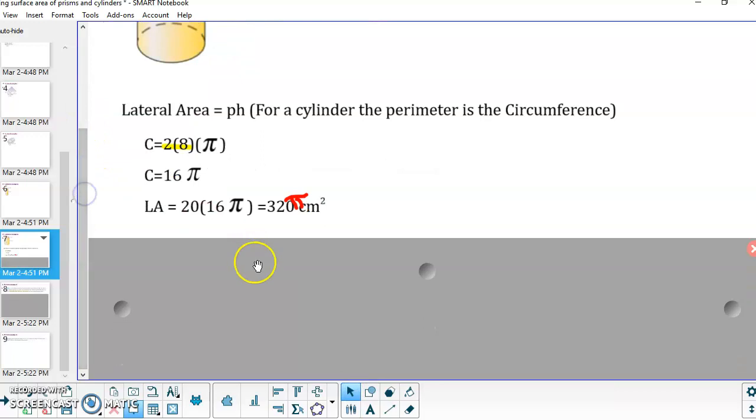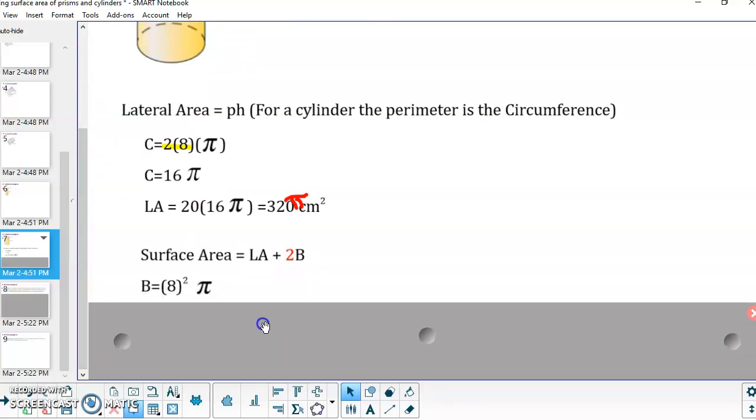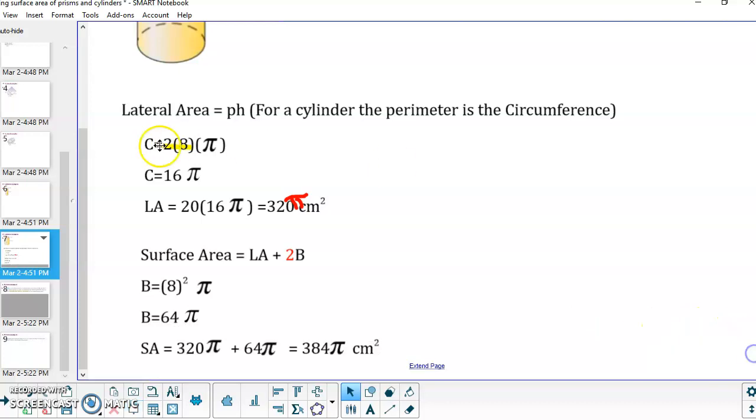Okay, so now to find my total surface area, I'm going to do my lateral area and then I'm going to add two bases. So the area of a base when it's a circle is pi times radius squared. So my radius was 8, so I'm going to square that. So 64 pi. Again, I want this in terms of pi. And again, another mistake. Oh my goodness. So I'm going to have 320 pi is my lateral surface area.